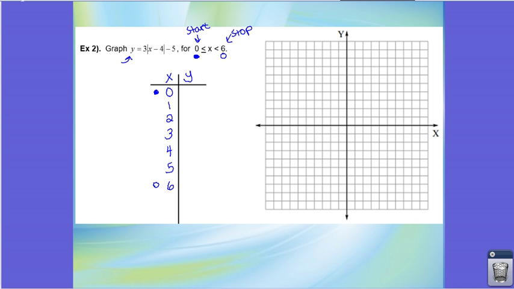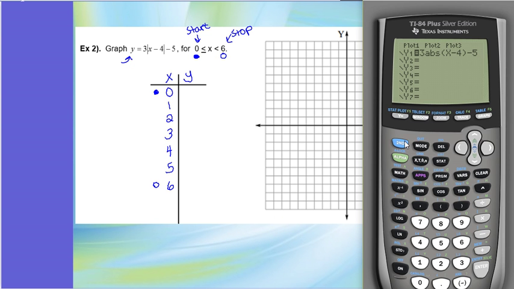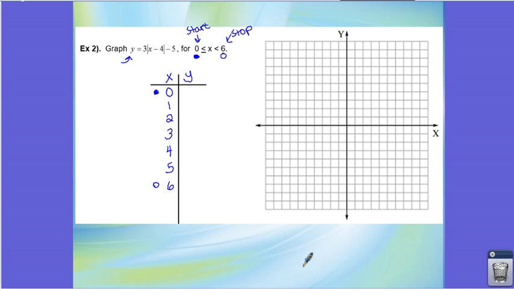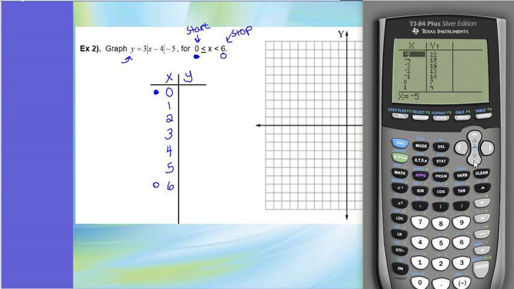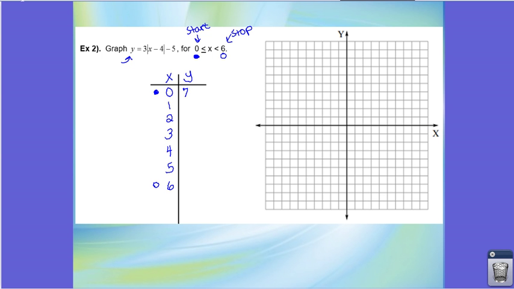So now let's find our output values. If I hit second graph, it'll take me to my table. This time I do not want my table to begin at -5. Instead I want to begin at 0. So I need to scroll down. I see 0 has an output of 7, but I want to place 0 at the beginning of my screen. So 0 gives an output of 7.